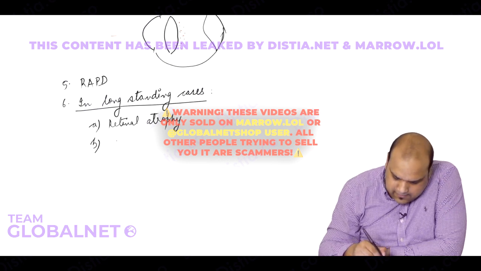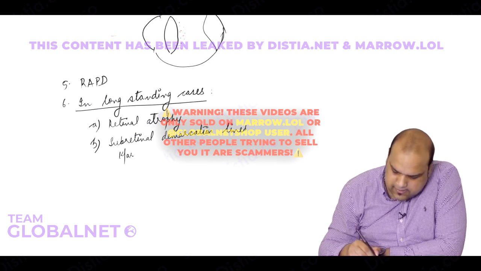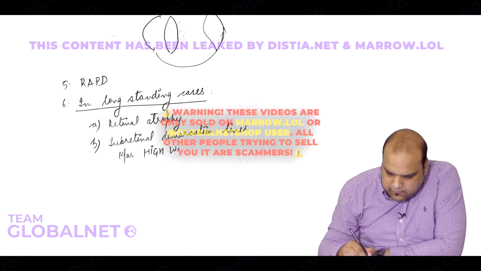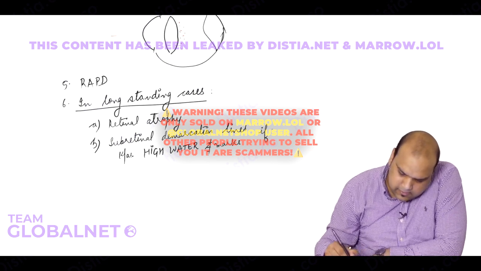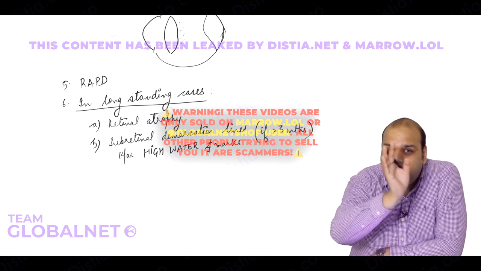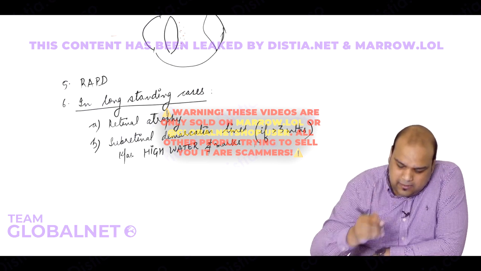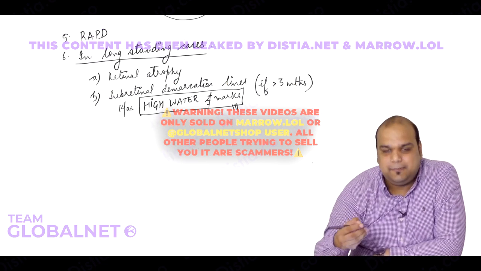Secondly, everybody, there will be subretinal demarcation lines. They are also known as high water marks, if greater than 3 months. Okay, demarcation line basically means you will be able to see a complete line between the attached and the detached retina. Okay, everybody, they are also known as high water marks. This name was used by AIIMS in 2012 to ask a question.